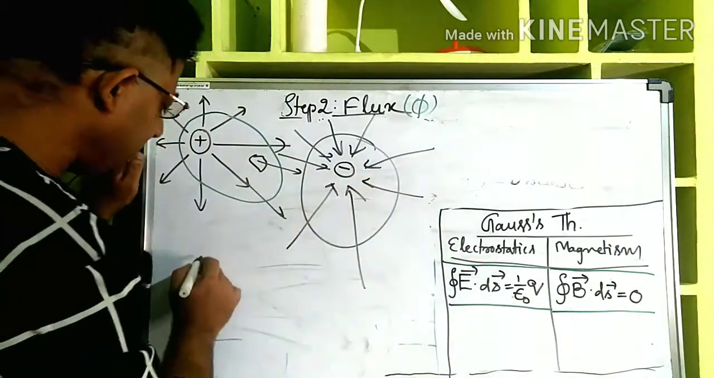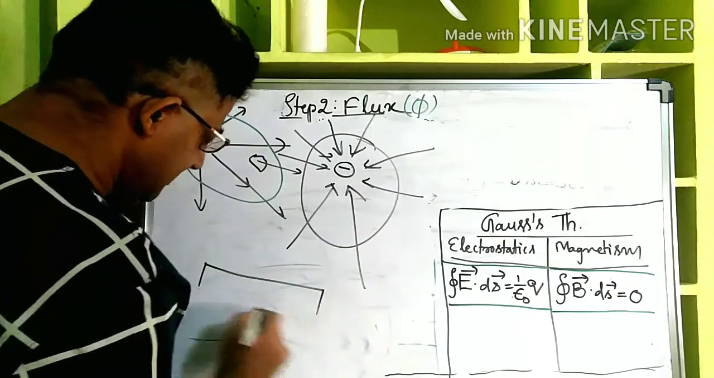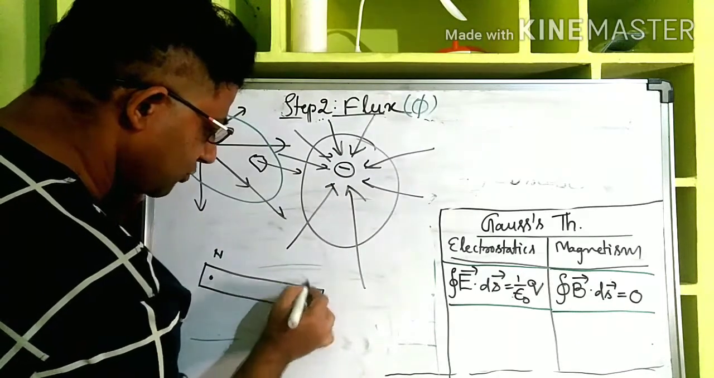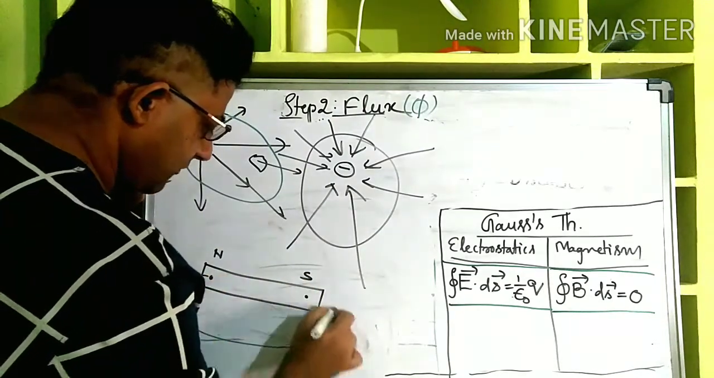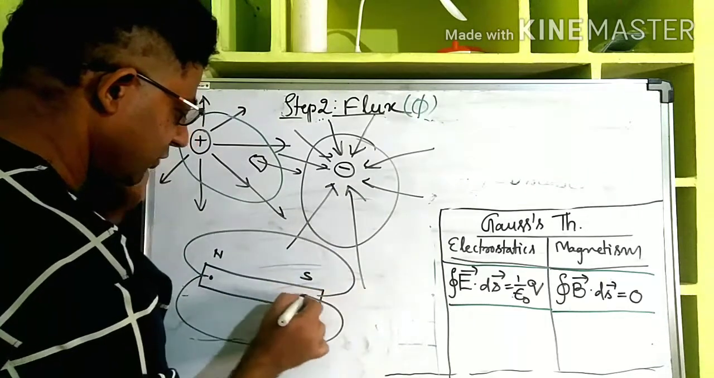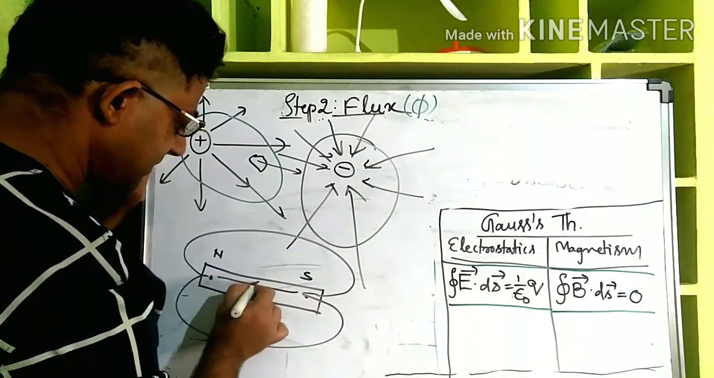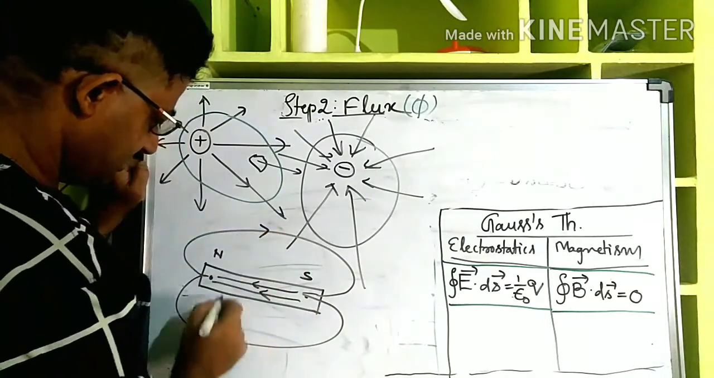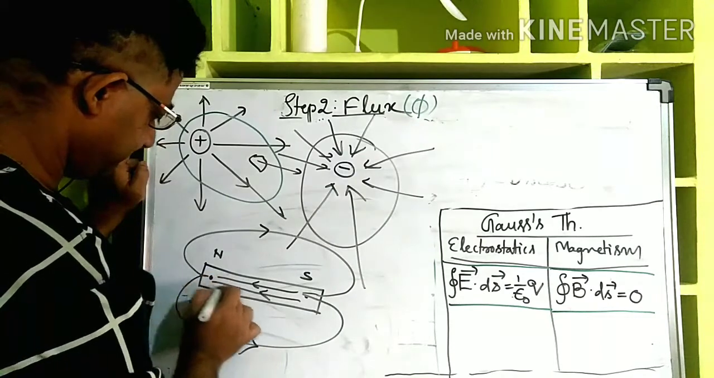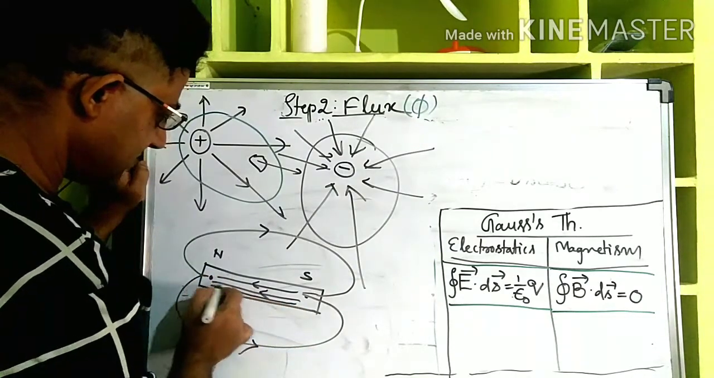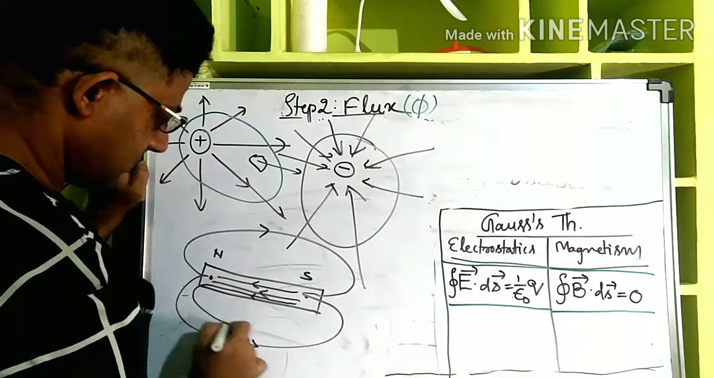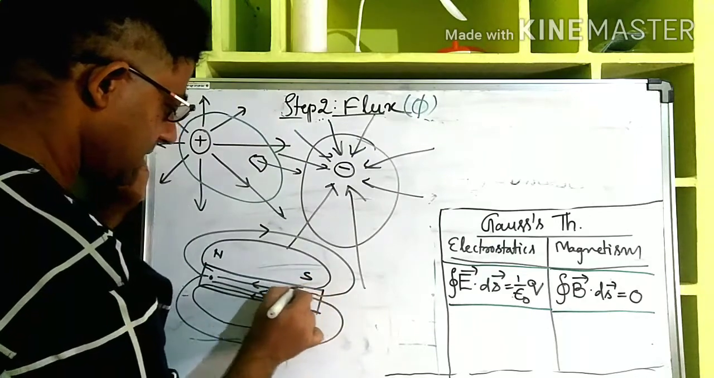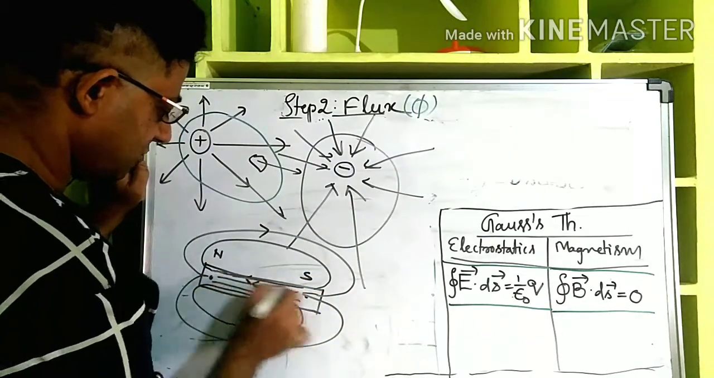However, if we are taking a north pole, imagine there is a magnet. Let us say this is the north pole and this is the south pole. Now from the north pole, field lines are coming out and going to the south pole. Outside the magnet it is from north to south, and inside the magnet it is from south to north, right?